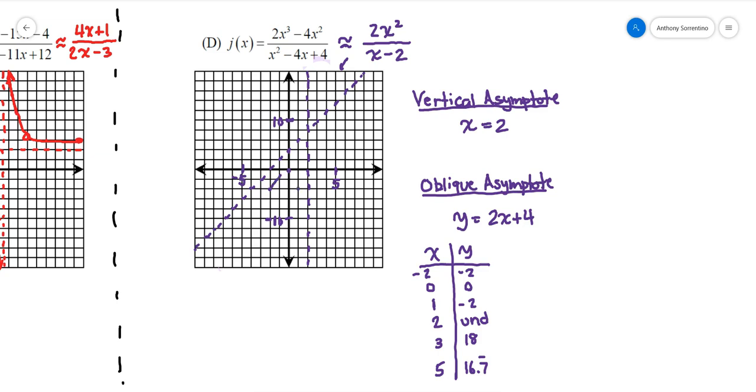So the graph is probably going to do something along the lines of this. And here I'm going to get closer and closer to that asymptote. Up here, I'm going to have at 3, 18, which would be here. 5 will be at 16.7, so about here. So the graph's probably doing something along the lines of this. And that's what that graph would look like.